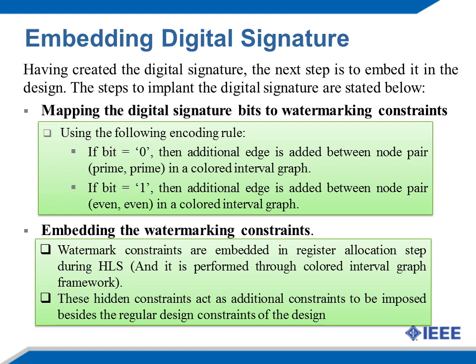So we'll see through an example how these zeros and ones affect the internal information or local alteration of the register allocation and the CIG. Okay, so embedding the watermarking constraints. Watermark constraints are embedded in the register allocation step, as I said, during the HLS process, and these hidden constraints act as additional constraints to be imposed besides the regular design constraints of the DSP design.